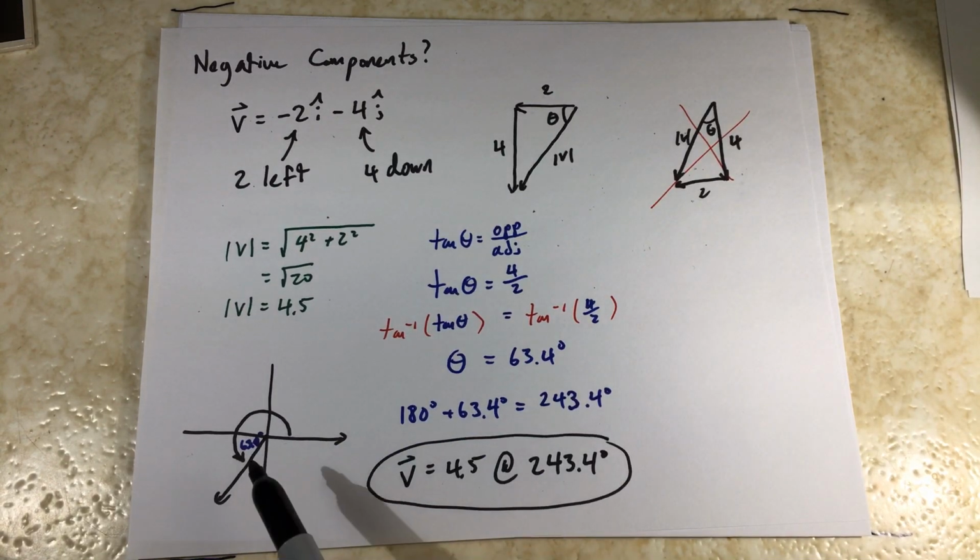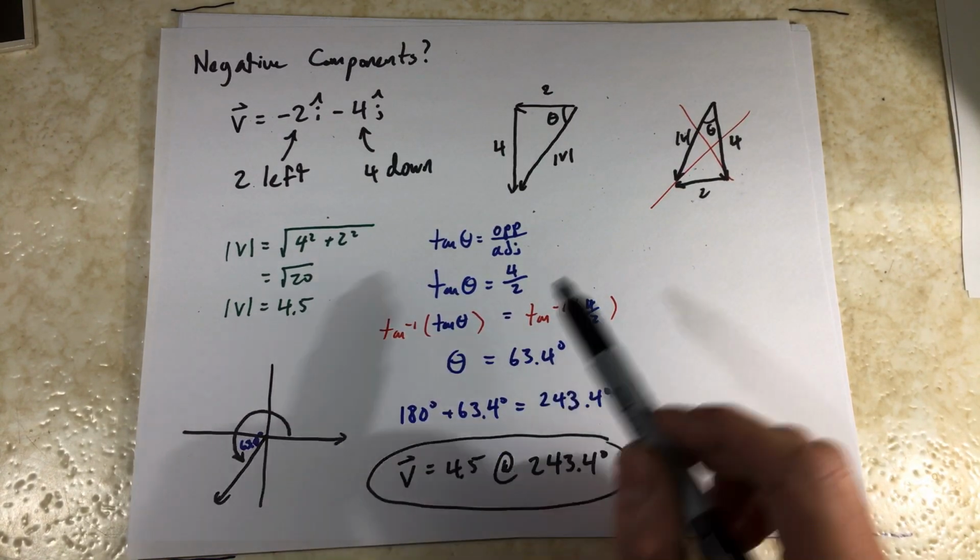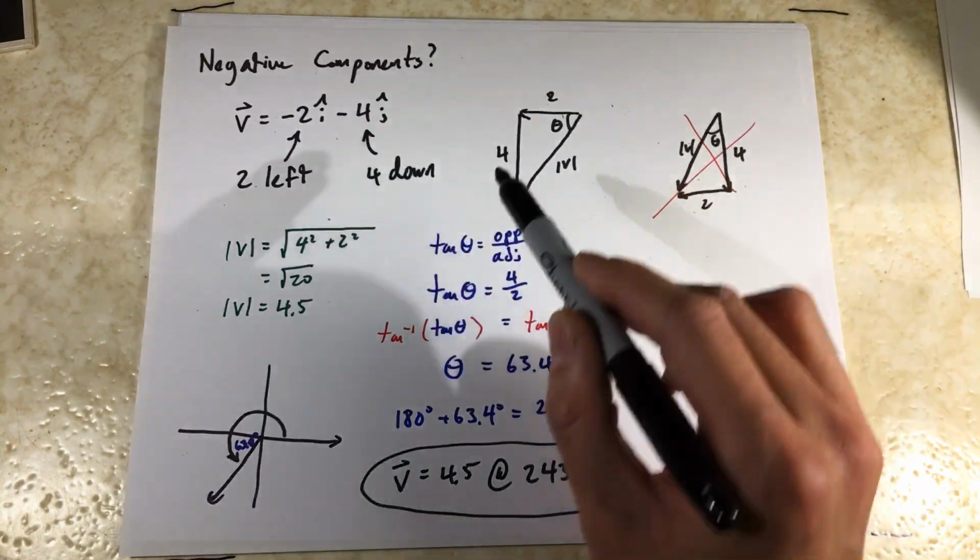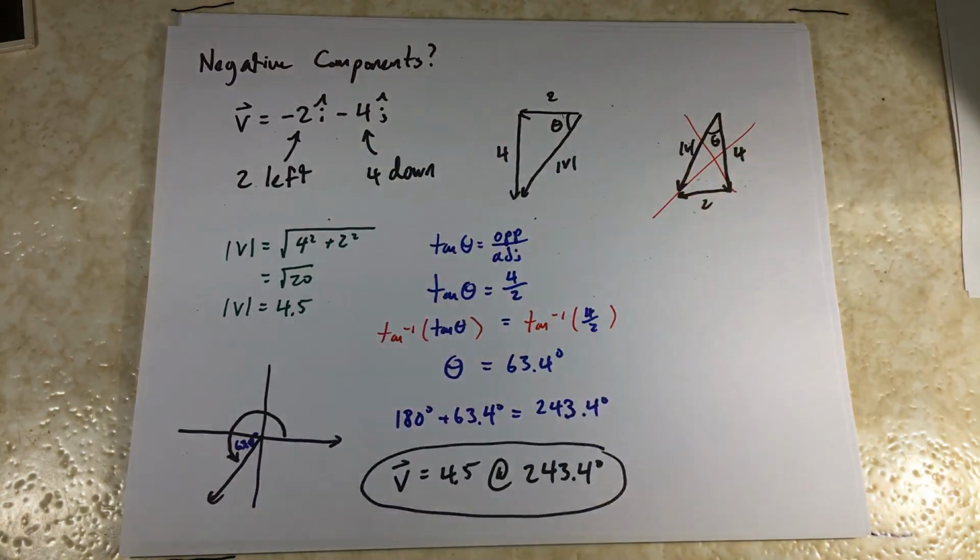Okay, so understand what you're calculating, right? This angle right here is from the axis, so we had to add the extra 180 degrees to it in order to actually get the actual angle. So that's something you have to watch out for.